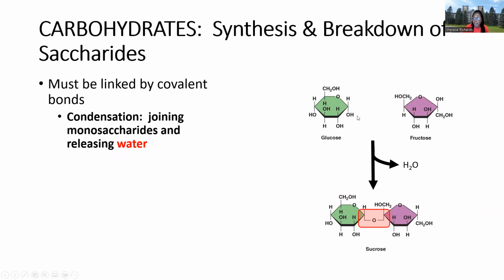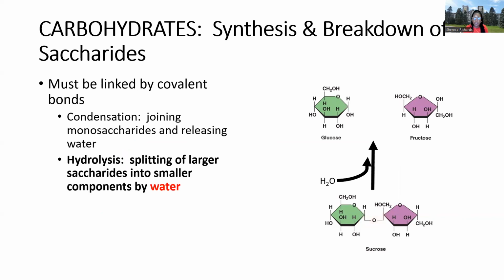So the example here is of glucose. We bring glucose and fructose together. We take water out, right? Two H's and one O, H2O. And then we covalently bind those two monomers to make sucrose.